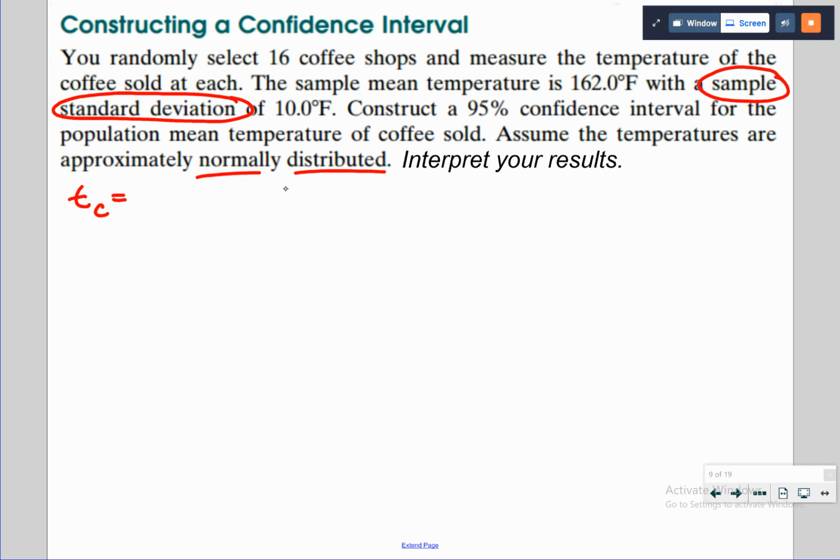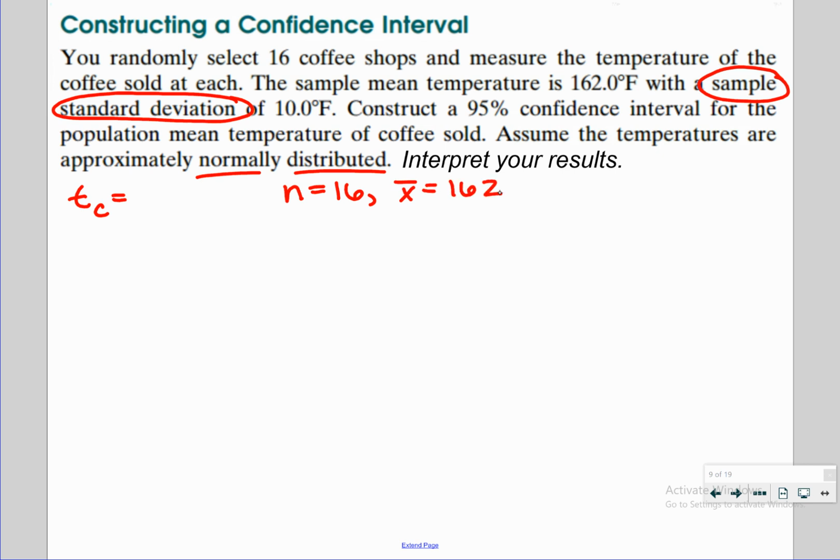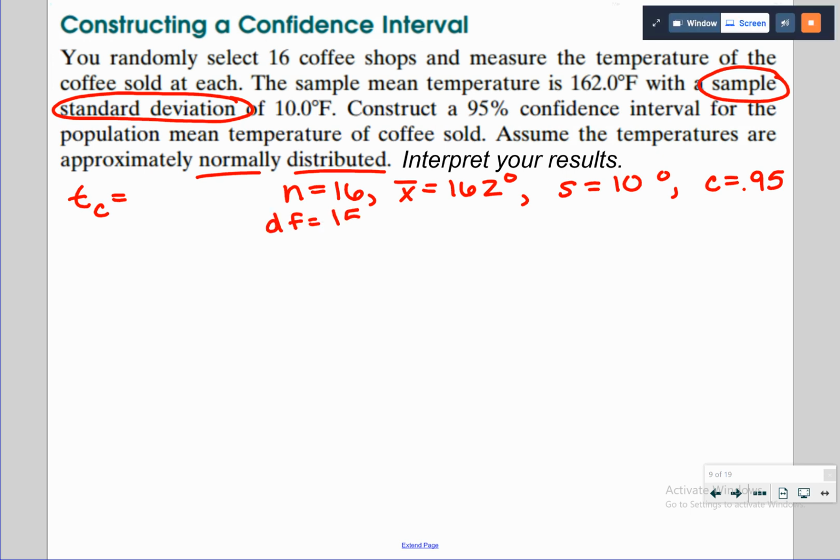Other pieces of information I know in this problem: my n, my sample size, is 16. The sample mean, x bar, is 162. Do I know anything else? The standard deviation is 10. These are all in degrees. And then my confidence level, my c, is 95% or 0.95. We could also add one more item to that list. If I have n, I also have degrees of freedom, one less than that, 15.